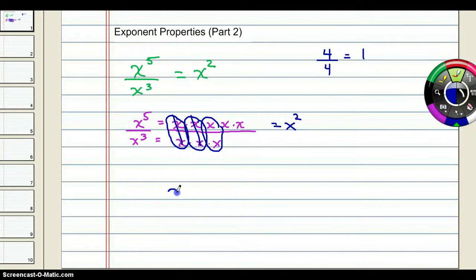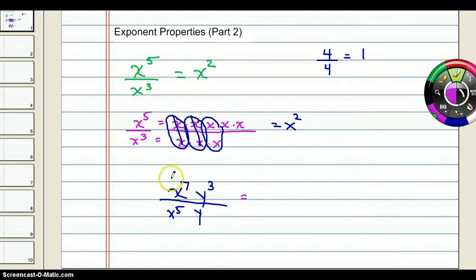We can use it to do problems like x to the 7th, y to the 3rd, all divided by x to the 5th, y. So they can make them longer, but we're still going to apply the same property.